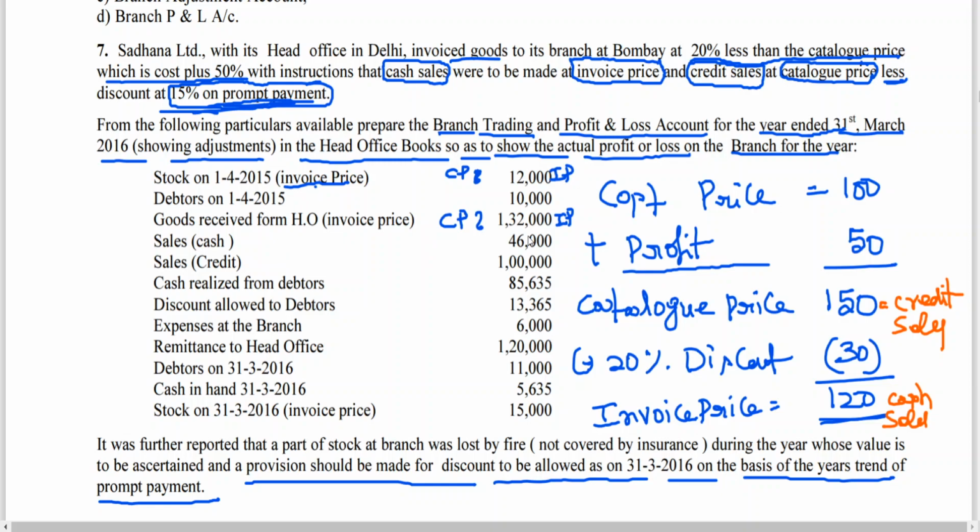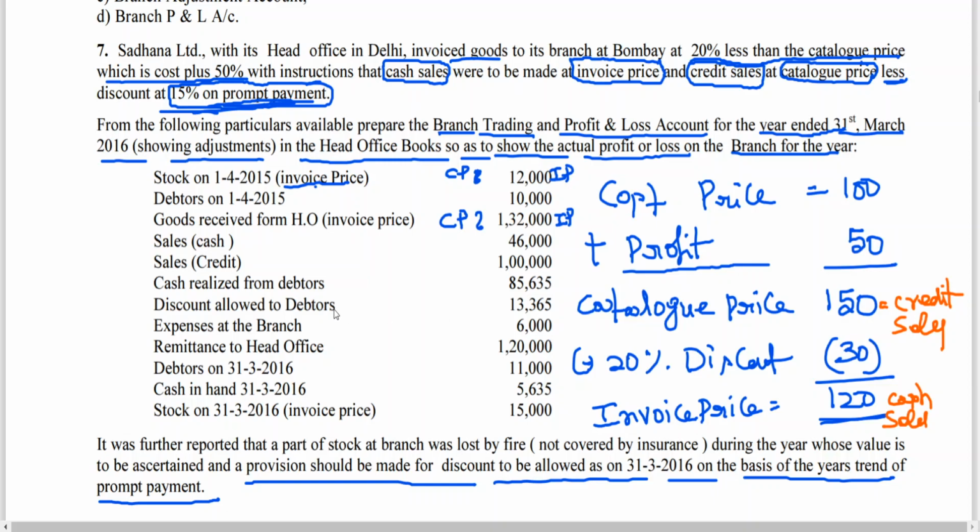Sales cash. Okay. Sales credit. It has been given clearly. Credit sales are at catalog price. Cash sales are at invoice price. That we discuss later on. Cash collected from debtors 85,635. 85,635 amount collected from debtors.